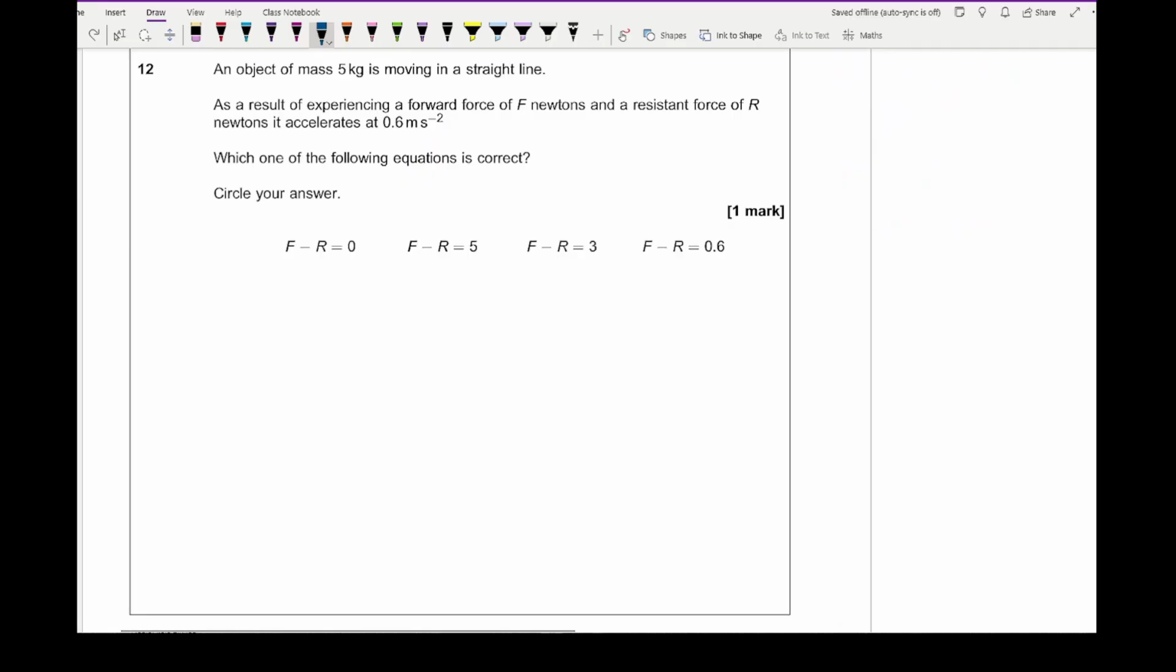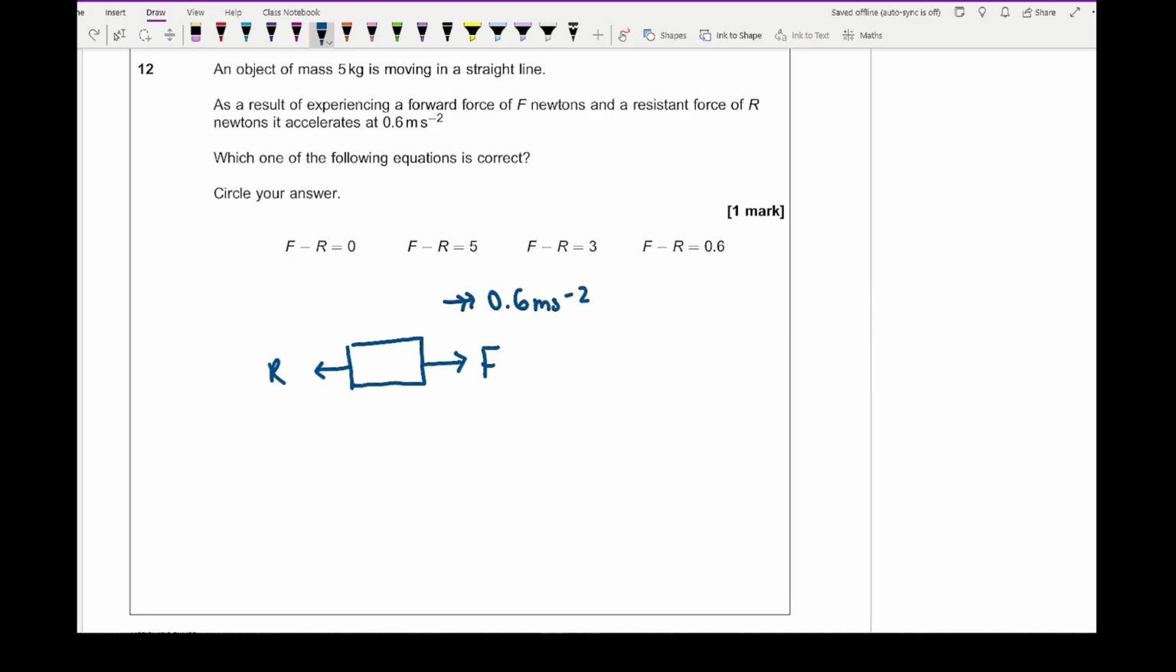Question 12. An object of mass 5 kilograms is moving in a straight line. As a result of experiencing a forward force of F newtons and a resistant force of R newtons, it accelerates at 0.6 metres per second squared. Which of the following is correct? So if we were to take our object and it experiences a forward force of F newtons, a resistance force of R newtons, and it has acceleration of 0.6 metres per second squared.